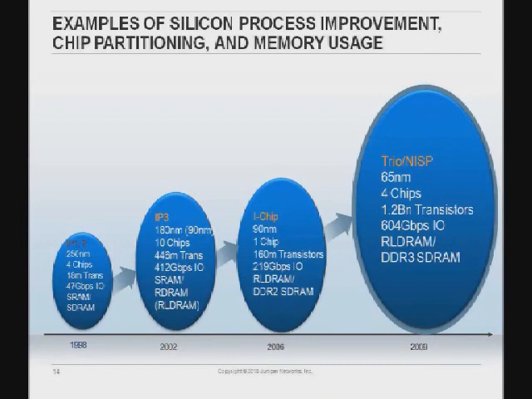Then last year, we released a new chipset called Trio, also sometimes called NISP, Network Instruction Set Processor. We designed it using a 65 nanometer process, which is the next generation after 90. Actually, 2 of the chips use 65 and 2 of the chips use 90. You can see the number of transistors also increased dramatically, so that's the power of Moore's law. In this case we kept RL DRAM as the control memory and used DDR3 DRAM, the next generation of memory, for our data packets.